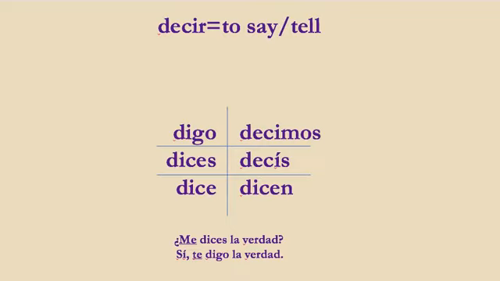A couple common verbs that are used with indirect object pronouns are decir, to say and to tell. Conjugation is digo, dices, dice, decimos, decís, dicen, because you almost always say something to someone, no? And indirect object pronouns answer the question of to whom or for whom, no? For an example sentence, ¿me dices la verdad? Are you telling me the truth? Or in Spanish, to me, are you telling the truth? Sí, te digo la verdad. Yes, to you, I tell the truth. Or yes, I'm telling you the truth. So es muy común, ¿no?